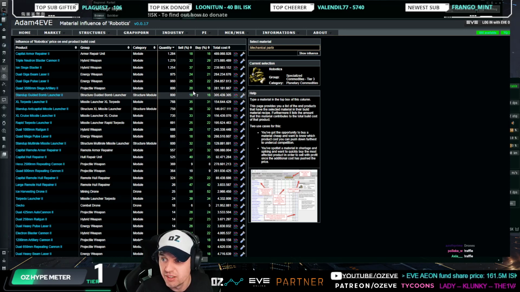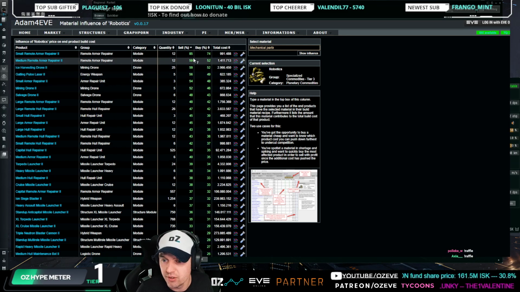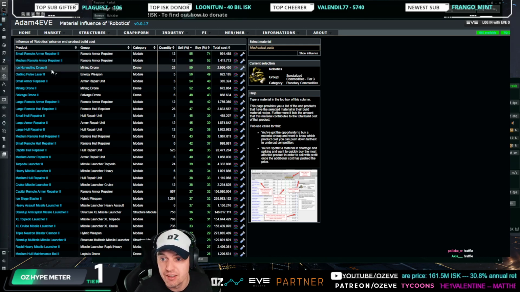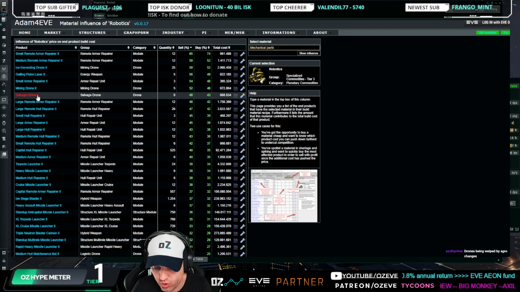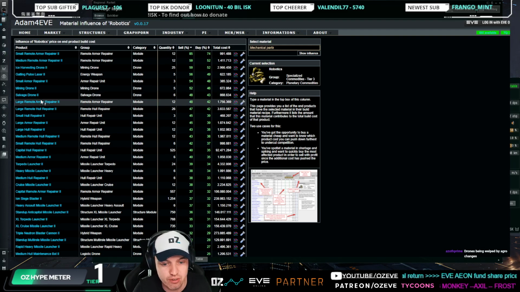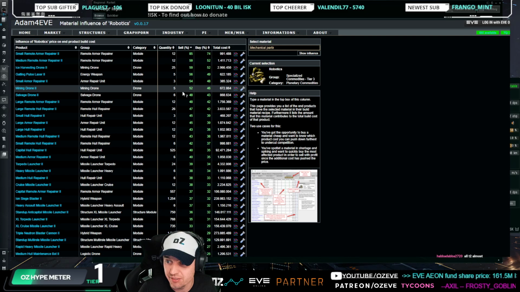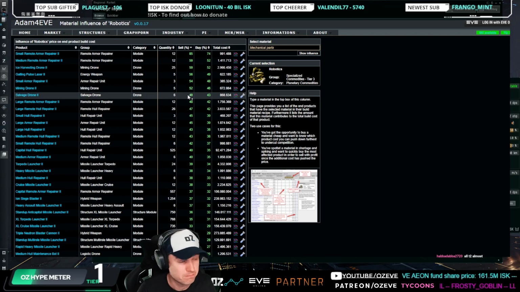So here you can see where all your robotics are going, and if you want to know what are the items where robotics have the biggest impact, then for example, ice harvesting drones, right? 60% of ice harvesting drones are made up of robotics. Look at salvage drone 2. A salvage drone 2 should basically follow the robotics price, right? It's a 50% dependency.